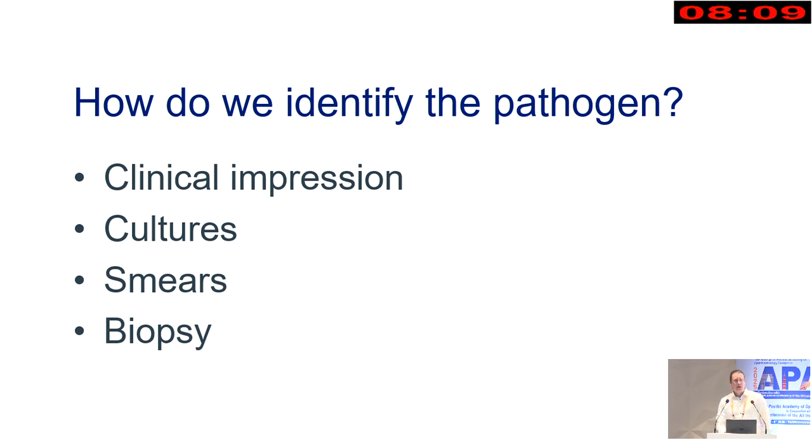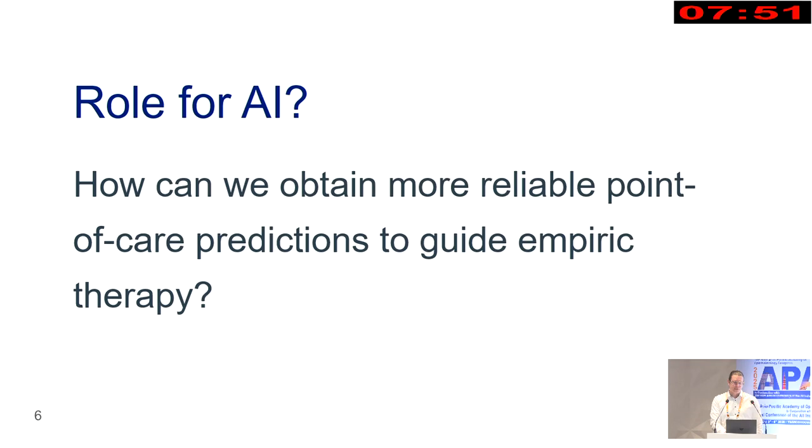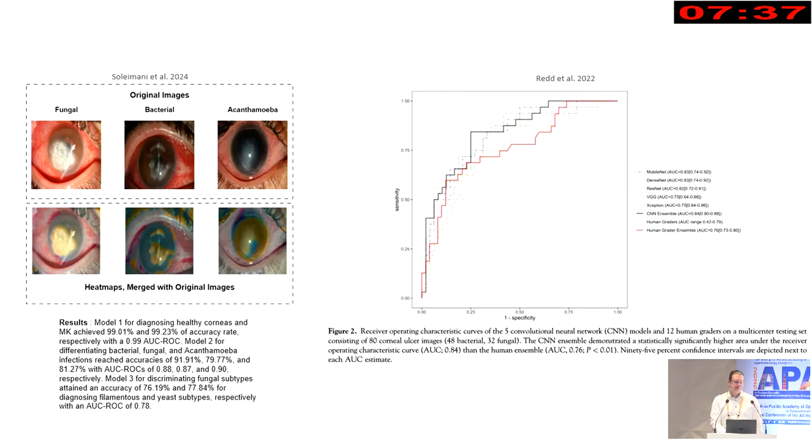We can use smears like potassium hydroxide, KOH, or Gram stain. Those do require some specialized equipment and also some expertise to be able to interpret. I'll talk a little bit about that in a bit more detail. And then lastly, we can do biopsies of the cornea, but of course there's substantial morbidity associated with that and it's not practical for most patients with infectious keratitis. So it sort of begs the question, is there a role for AI here? Is there some way we could obtain more reliable point-of-care predictions as to what type of pathogen we're dealing with, and thus what empiric therapy might make the most sense?